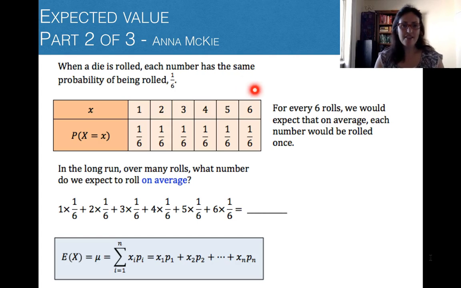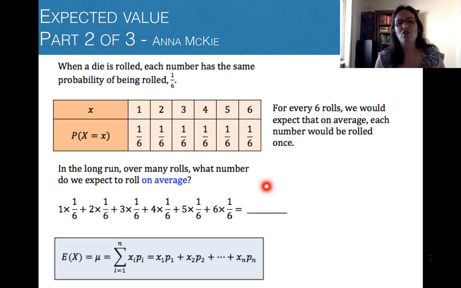So here's an example. When a die is rolled, each number has the same probability of being rolled, as you can see here by the 1 on 6 probabilities. And the different outcomes are 1 through to 6. Now for every 6 rolls, we would expect that on average each number would be rolled once. That's a fair assumption to make, but that may not actually happen.